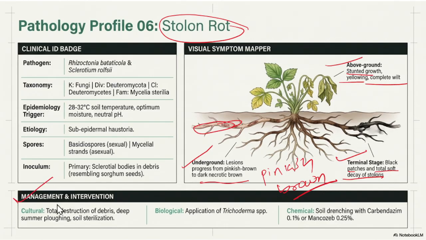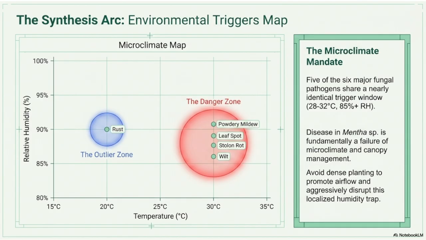Then management practices: total destruction of debris, deep summer plowing, and soil sterilization. These practices were used for the management of the disease. Preventive measures were taken by the farmers for the control of the disease. Then biological application of Trichoderma, and chemical soil drenching with carbendazim 0.1%, or you can also use Mancozeb at 0.25% per liter for the control of these diseases.